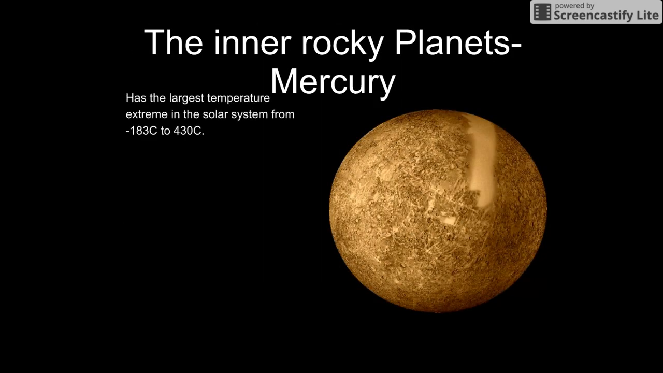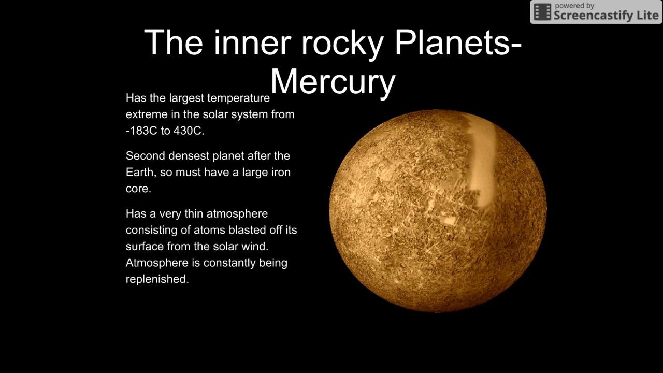We talk about Mercury, right? The closest to the sun. It has the largest temperature extreme, from negative 183 degrees Celsius to 430. It is the second densest planet after the Earth, so it must have a large iron core. It has a very thin atmosphere consisting of atoms blasted off its surface from solar winds. The atmosphere is constantly being replenished.